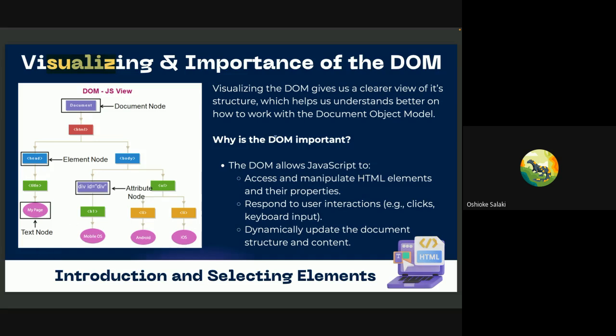So visualizing the DOM gives us a clearer view of its structure, which helps us understand better how to work with the Document Object Model. But why is the DOM important? The DOM allows JavaScript to, first of all, access and manipulate HTML elements and their properties. Number two, respond to user interactions such as clicks or inputs. Number three, dynamically update the document structure and content. So that is what the DOM helps us to do.